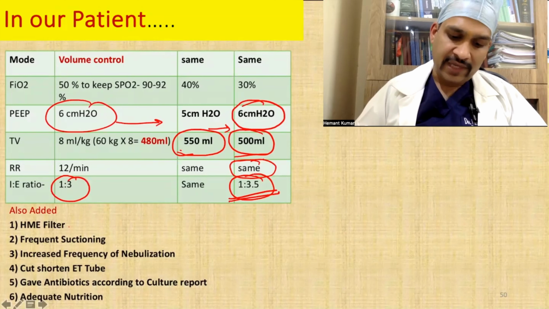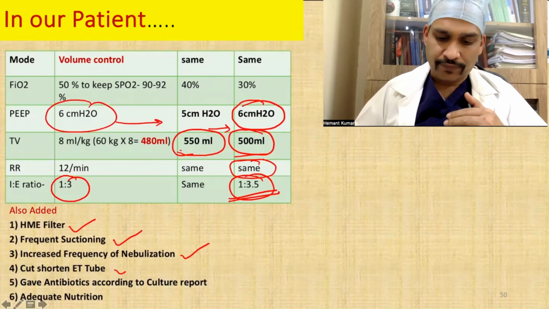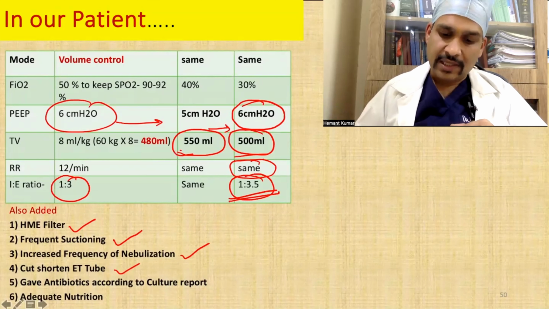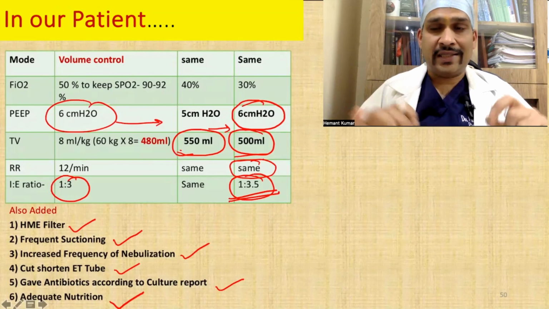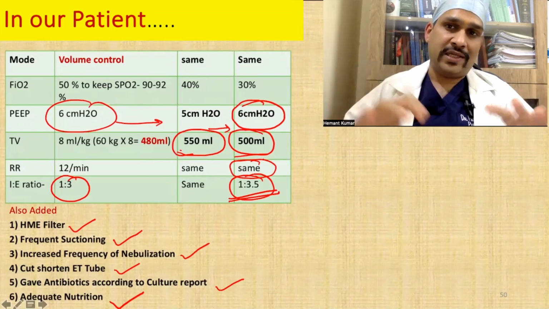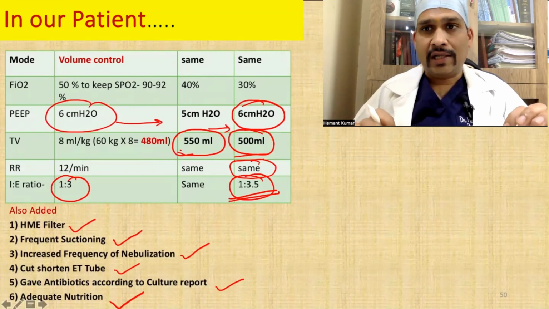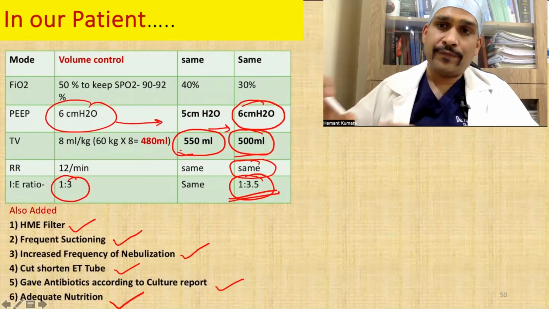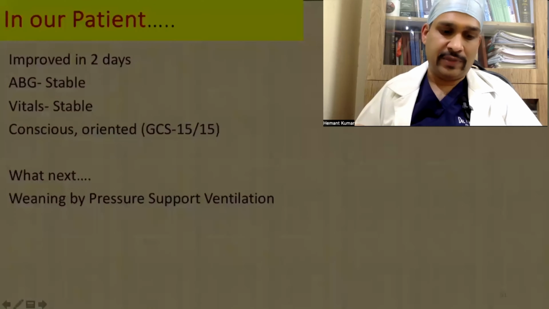We also added an HME filter, frequent suctioning, nebulization. We have cut short the ET tube to prevent resistance, and given antibiotics according to culture. And remember, we have to give adequate nutrition because these patients are lean and thin and in a catabolic state. So we have to give enough protein, enough nutrition. Otherwise, they will develop critical illness neuropathy and myopathy. Then it is very difficult to wean these patients.